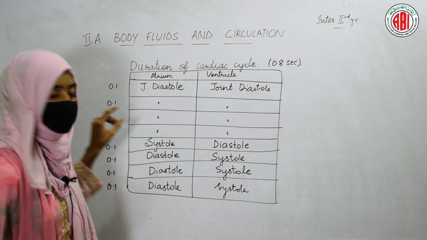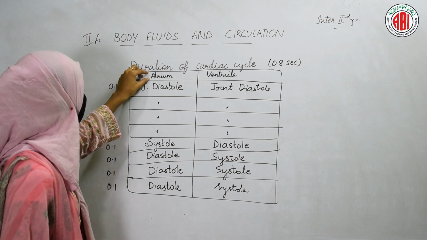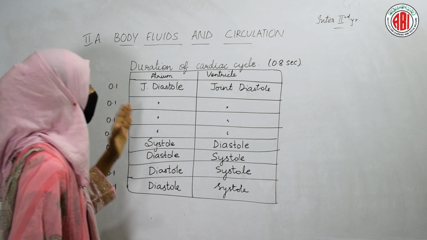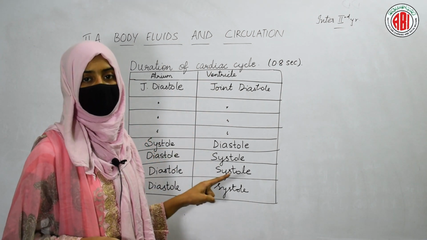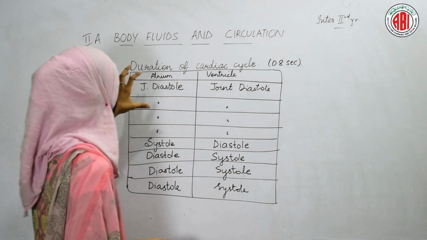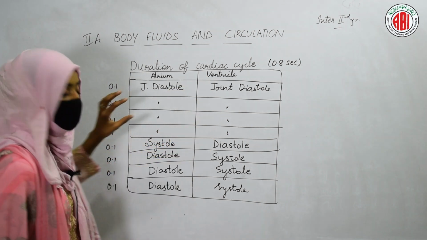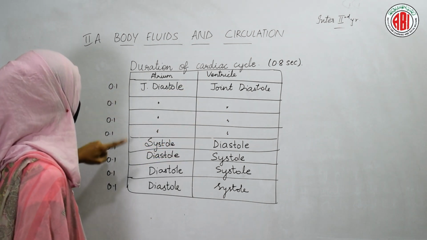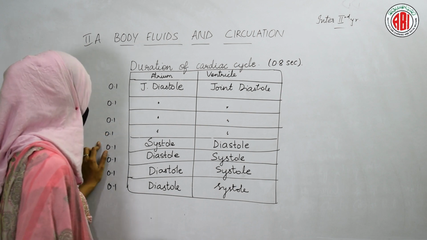So the atrium takes 0.1 second for atrial systole. When the atrium contracts, at that time the ventricle will not contract. It will be in a relaxed state, and we call that state diastole. So at the time of atrial systole, you can see ventricular diastole. This atrial systole lasts up to 0.1 second. It will take only 0.1 second of time.